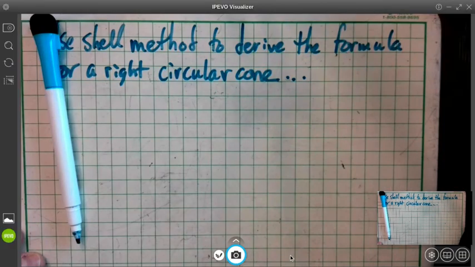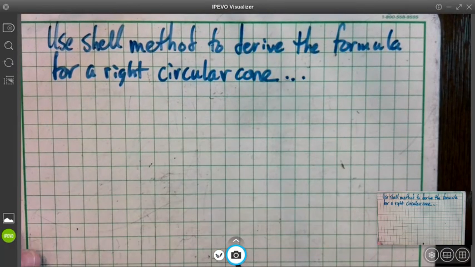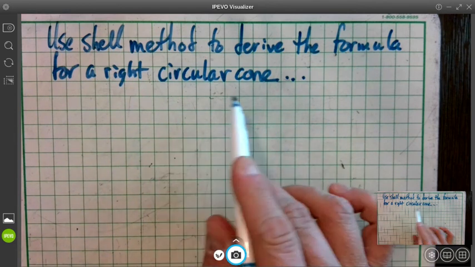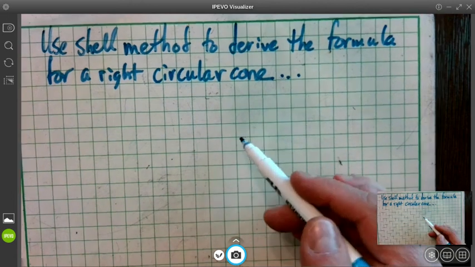I'm going to use the shell method to do something a little bit more akin to the disc and washer ones that you had, number 7 and 8, where you had to rotate a half circle around to get a sphere. And I think number 8 was something about finding a solid and then drilling a hole down through it. So those were disc and washer methods. I figured this would be a good way to do the shell method, but we'll actually use it to prove a volume formula for the right circular cone. So we'll show you how that works.